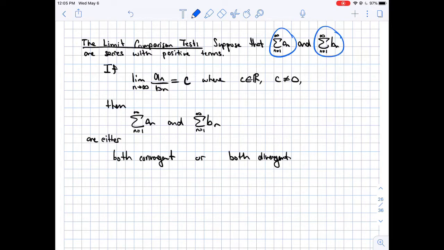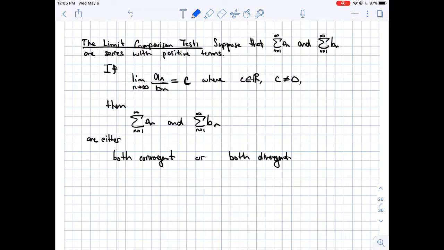We have two series, An and Bn, both with positive terms. And this time, we're not going to be comparing An to Bn directly. Instead, we're going to compare the two as a limit. We're going to do the limit as n goes to infinity of An divided by Bn. So in other words, what we want to know is what is going to happen to the ratio between the terms of An and Bn as n gets infinitely large. What happens on the tail end of our series?